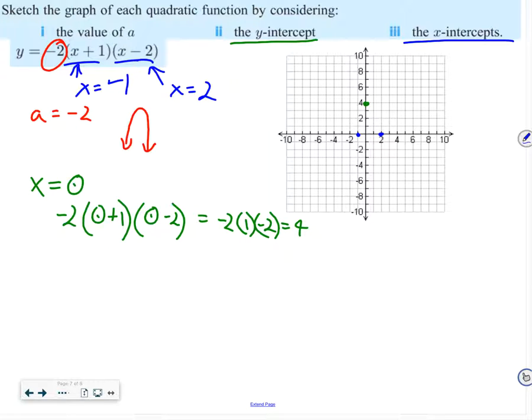Now, because I know it's concave down, because my a value is negative, I can do a general sketch here of a parabola. Notice it's skinnier than the other ones because my a value is -2.